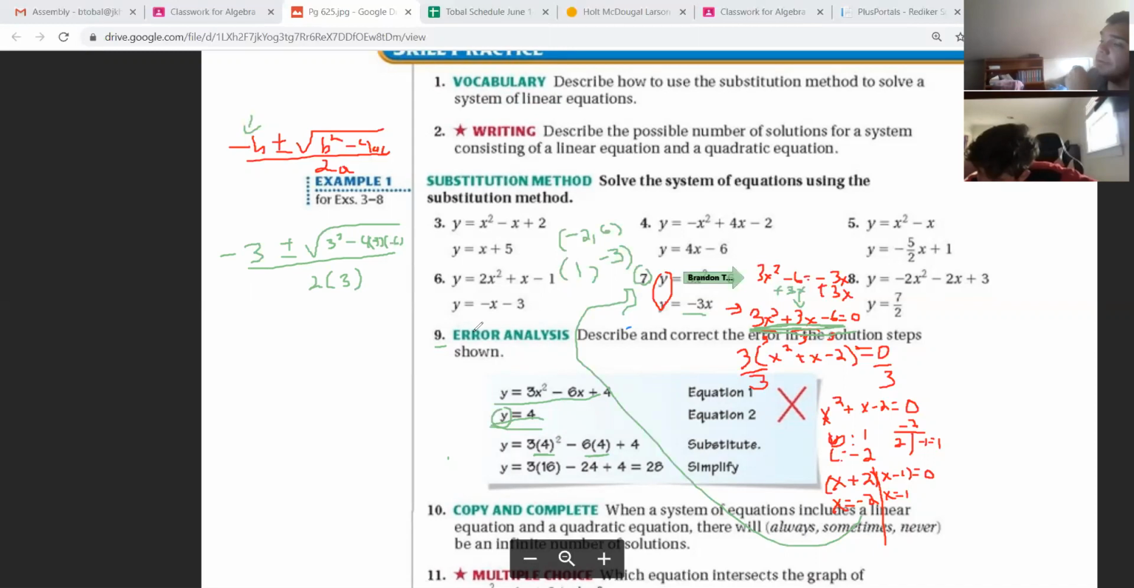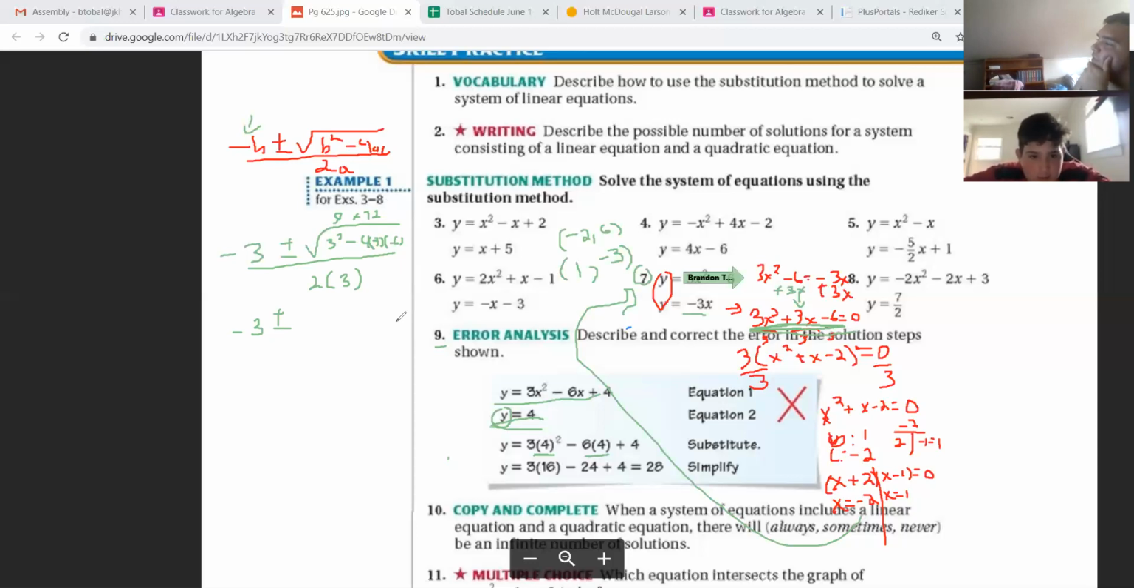Okay, so let's simplify some stuff. Negative 3 plus or minus the square root of 9. Hey, double negative though, Jacob. So it's negative 4 times 3 times negative 6. It's going to be a positive. 4 times 3 is 12. 12 times 6 is 72. Oh, I did 6 times 3 first, and then I multiplied by 4. You should still get 72.